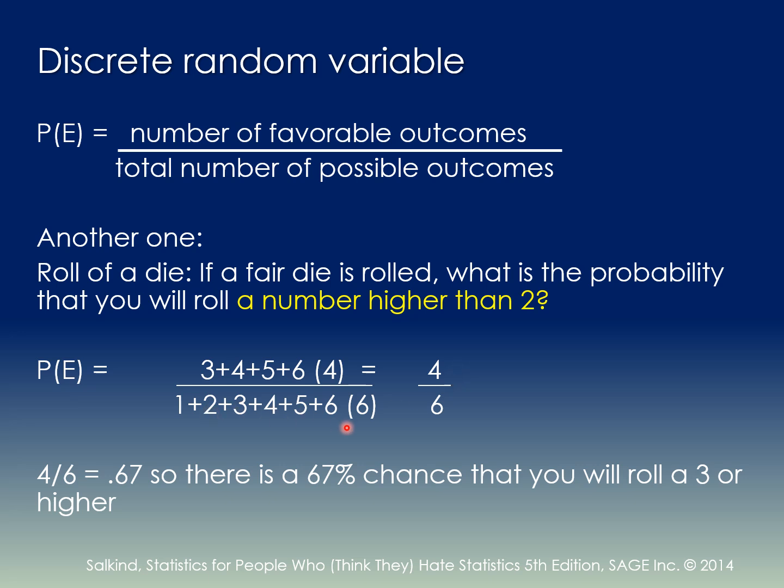The denominator, of course, stays the same because it's still out of 6, because that hasn't changed at all. And so what we have here is 4 out of 6. If I convert that to a decimal, it's 0.67. So that tells me there's a 67% chance I'm going to roll a value of 3 or higher, because 3 or higher is higher than the value of 2.